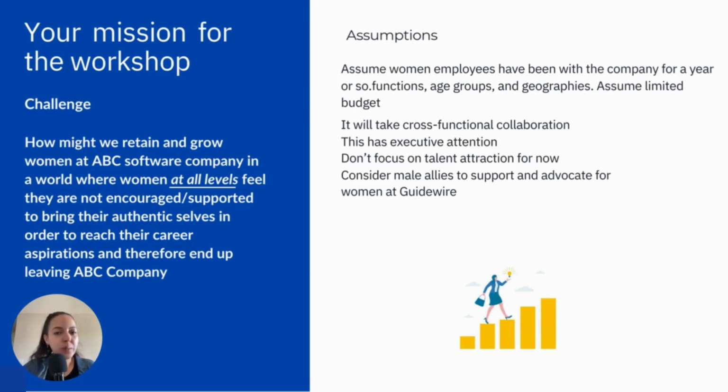Assume there is limited budget. Make sure that you use cross-functional collaboration. This ABC company has executive ascension. Don't focus on talent attraction for now, but do focus on the male allies that are out there that can help. So these are all the assumptions, and this is usually how you start with the project. Sometimes you don't get a problem statement like this, you have to go and create it yourself. Sometimes problems are so messy, you just have to make sense of them.